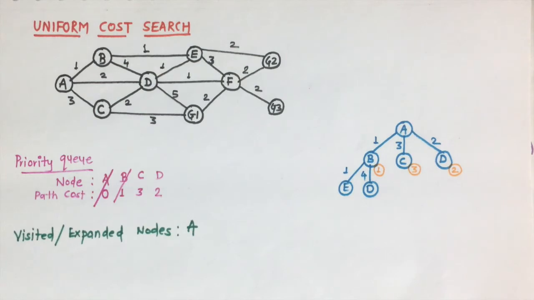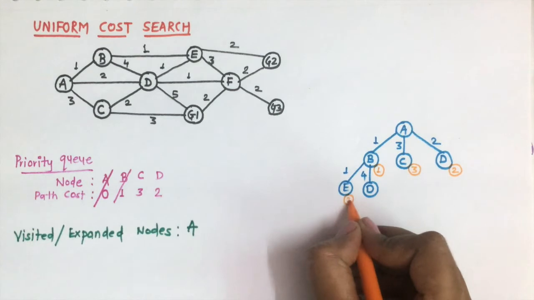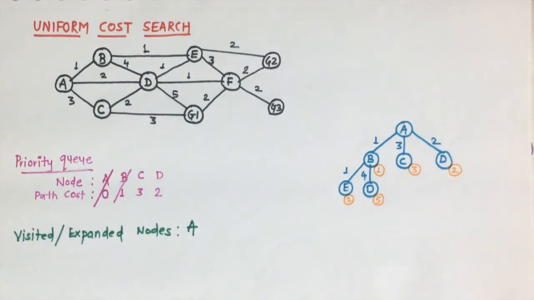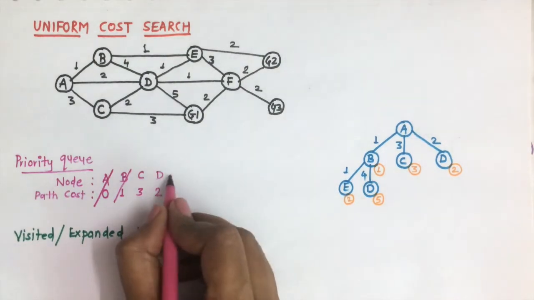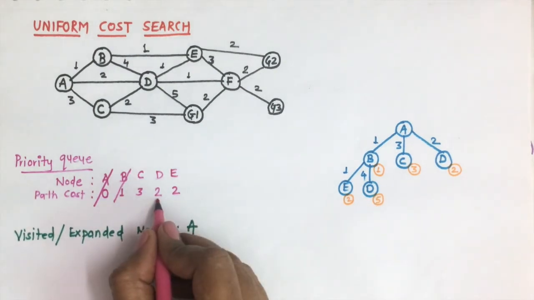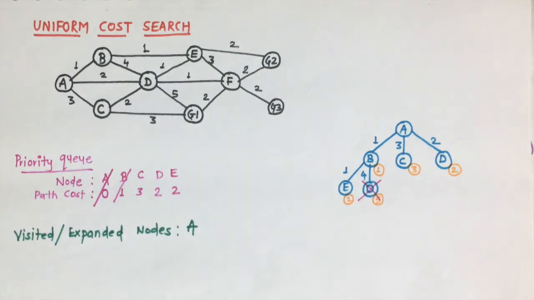D is already in the queue, but still we will consider it because it may be possible that we will get a path to D which is having lower path cost. Path cost of E is 2 and path cost of D is 5. Now these 2 nodes will be added to priority queue. But node D is already in the queue, so its path cost will be updated if it is lower than the one which is already stored in the queue. But here there is no need to update the path cost of D.